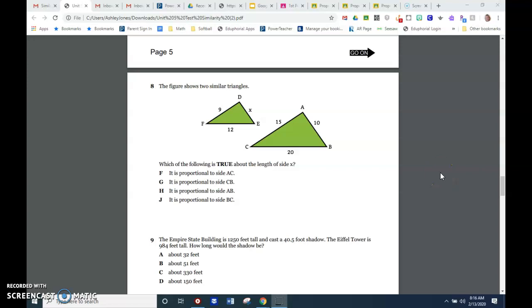Number 8. The figure shows two similar triangles. Which of the following is true about the length of side x? F. It is proportional to side AC. G. It is proportional to side CB. H. It is proportional to side AB. J. It is proportional to side BC.